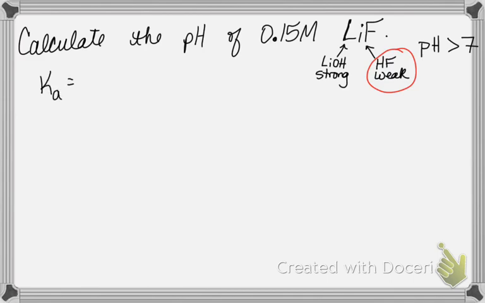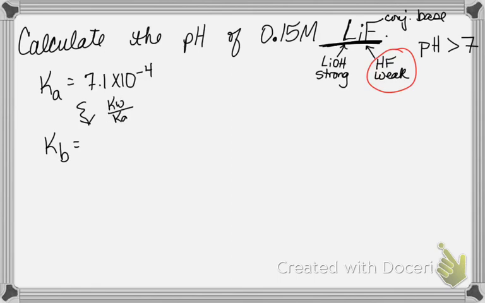The Ka for hydrofluoric acid is 7.1 times 10 to the minus 4. But what you're dealing with is not hydrofluoric acid, it's the fluoride of it. So it's not the HF, it's the F negative. F negative is the conjugate base. So you don't need the Ka, you need to convert to Kb. How do you do that? Kw divided by Ka will give you the Kb. So the Kb is 1.41 times 10 to the minus 11.